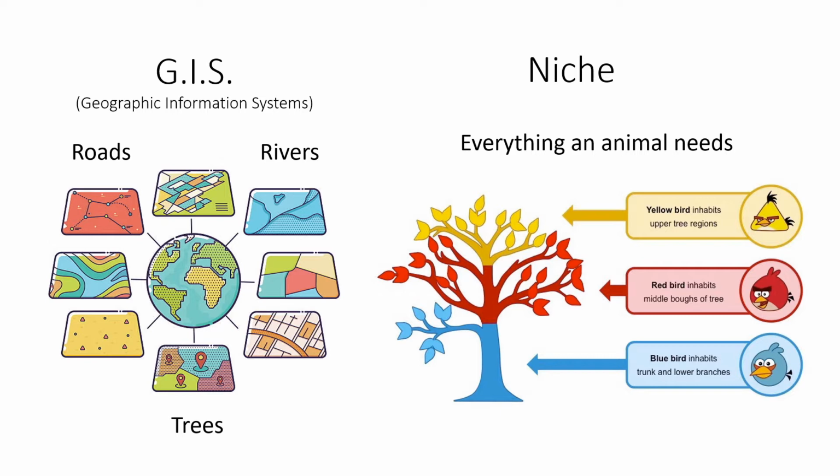That's your niche. So like in our little diagram here, this yellow bird, he would have the top leaves of the tree as his niche, and that's where the bugs are that he needs and the sunlight and his nest and everything. That would be his niche. So we've got GIS and we have niche.